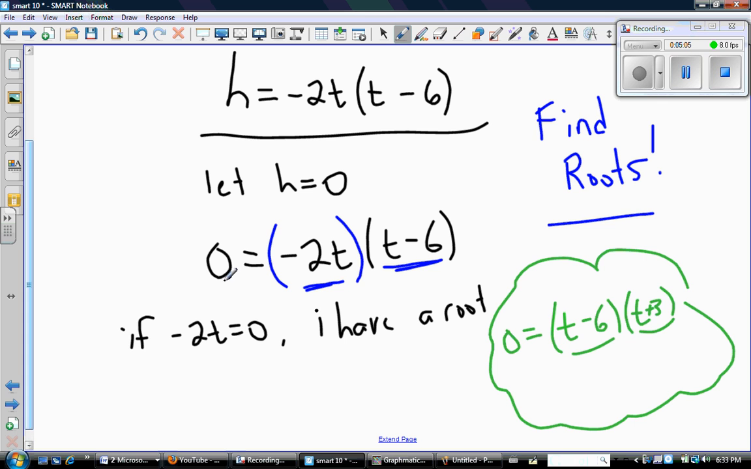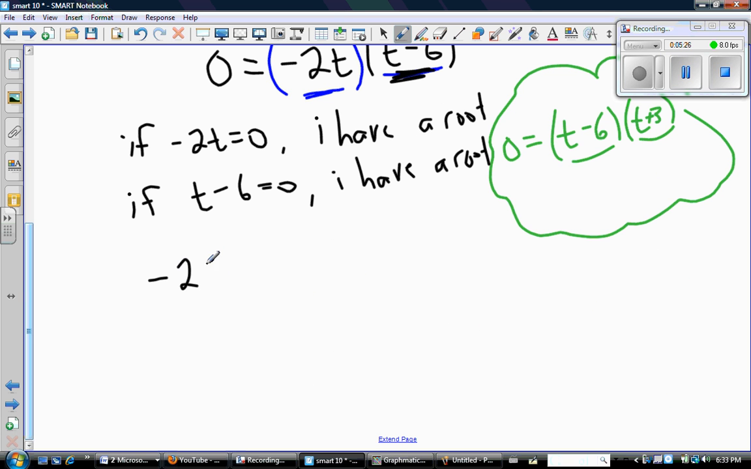And if this is 0, I have a root. Because if this is 0, I don't care what this is. 0 times anything is 0. So if t minus 6 equals 0, I have a root. So those are the two little pieces of math we're going to have to solve for. So negative 2t equals 0 or t minus 6 equals 0, solve.